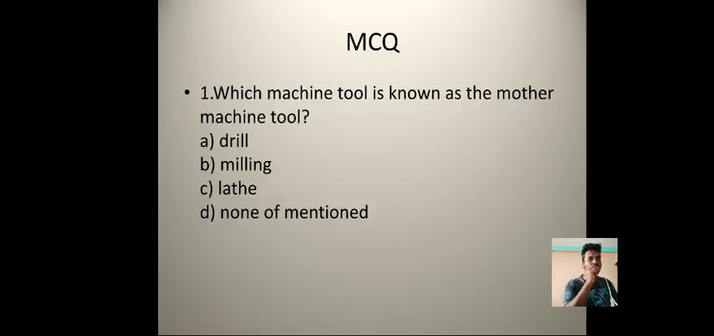Okay, before moving to the multi-choice questions, in this session we came across what is a lathe and what are the parts and the components of a lathe as well as specifications of the lathe. Multi-choice question: which machine tool is known as the mother machine tool? Option A drilling, option B milling, option C lathe, option D none of the mentioned. As said earlier in the class, the answer is C, that is the lathe is known as the mother of the machine tool.